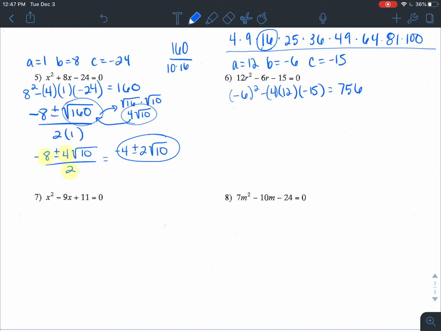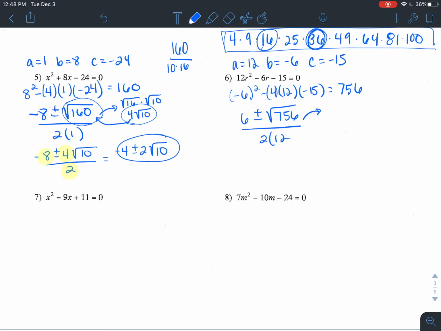All right, so now we have negative b, but my b is already negative, so it becomes positive. Square root of 756 all over 2 times my a value. All right, so looking at this, we need to simplify the 756. Now this looks like a pretty large number to have to simplify, but we can manage it. So it's just a matter of taking these numbers that are in this list up here and dividing it by 756 and seeing what will divide evenly into it. So I'm going to help you out a little bit, and it's actually 36.